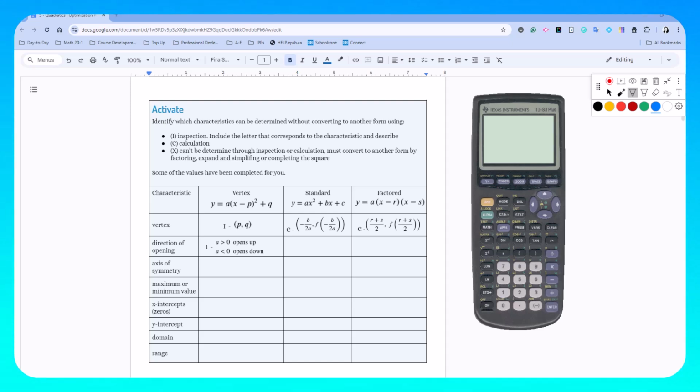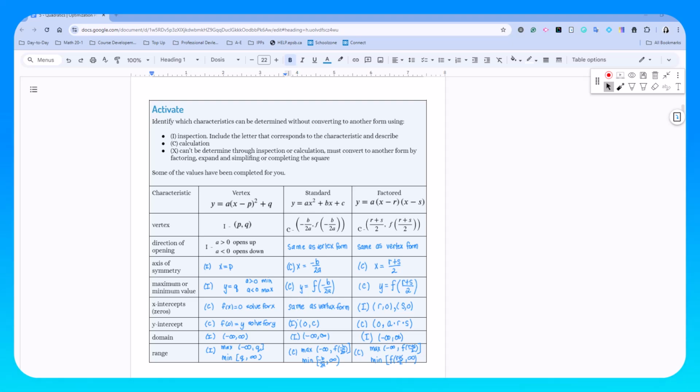For the calculation bit, if it's something that can be calculated with a formula that's been given, make sure you include the formula. And X, maybe it can't be determined through inspection or calculation, but must be converted to another form by expanding and simplifying, or completing the square, or by factoring. Take a moment, pause the video, and come back and see how you did.